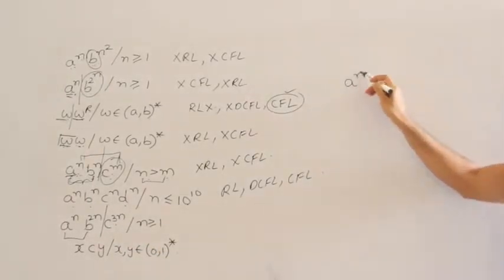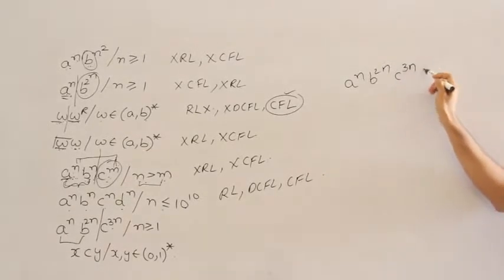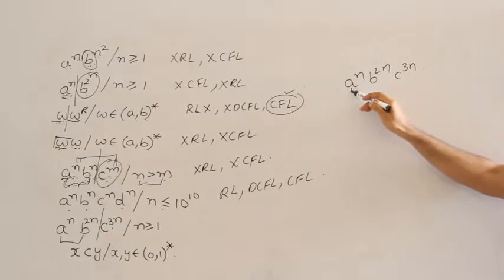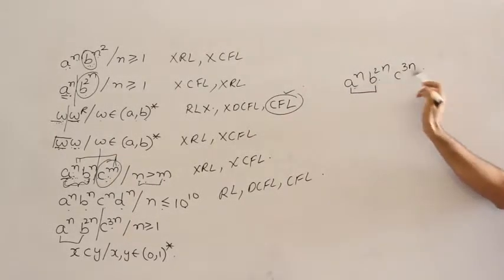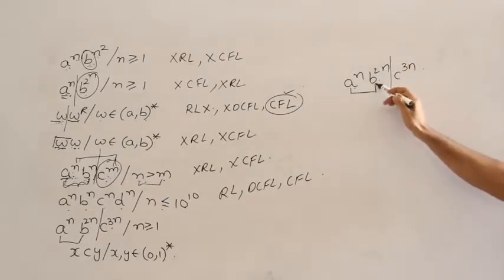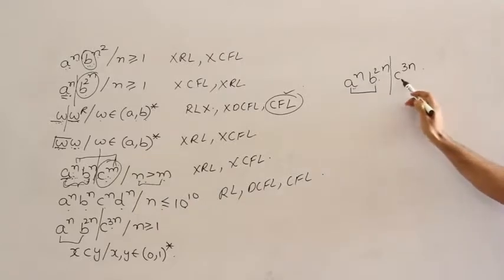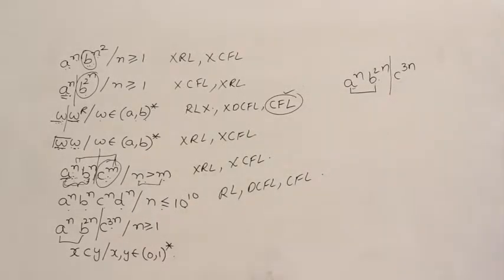See this, a^n b^(2n) and then c^(3n). So your logic is you can compare a's against b's by pushing 2 a's for every b, fine. And by the time this comparison is over, nothing will remain on the top of the stack. Therefore you cannot compare c with a's. So this is not context free.